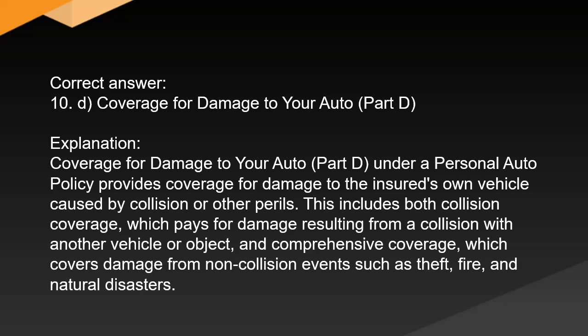Correct answer. D. Coverage for damage to your auto, Part D. Explanation. Coverage for damage to your auto, Part D, under a personal auto policy provides coverage for damage to the insured's own vehicle caused by collision or other perils. This includes both collision coverage, which pays for damage resulting from a collision with another vehicle or object, and comprehensive coverage, which covers damage from non-collision events such as theft, fire, and natural disasters.